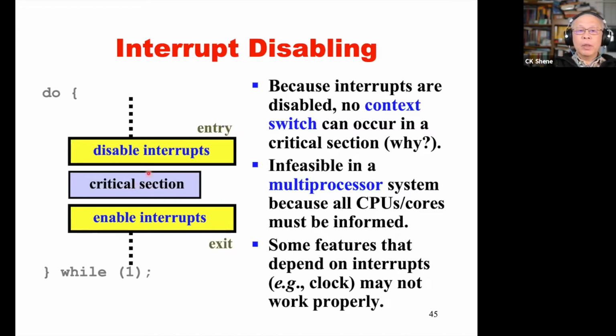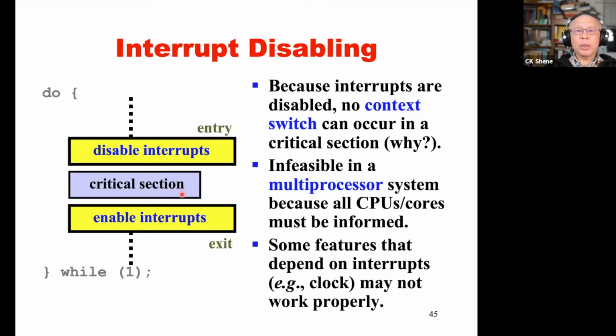However, even though this is very simple, an instruction to disable interrupts, and another instruction in the exit section to re-enable interrupts, is so simple to do. But it's usually very infeasible in a multi-processor system because all CPUs and all cores must be informed: "Please don't accept interrupts."